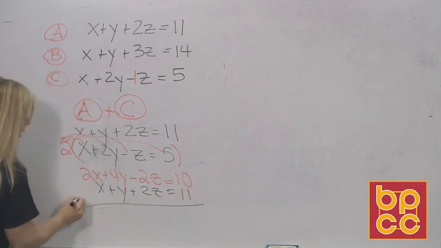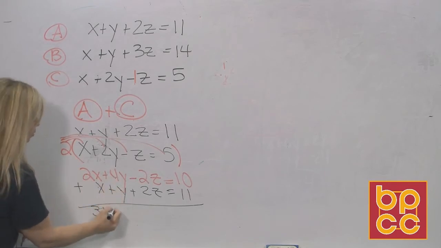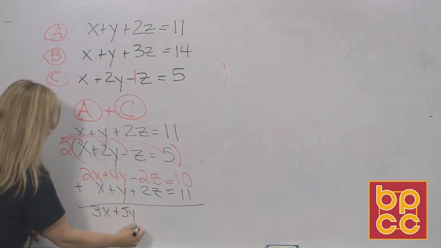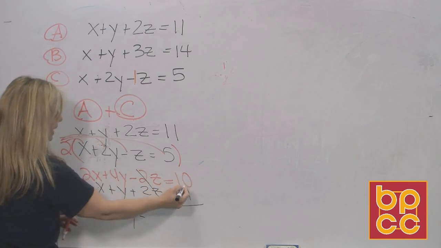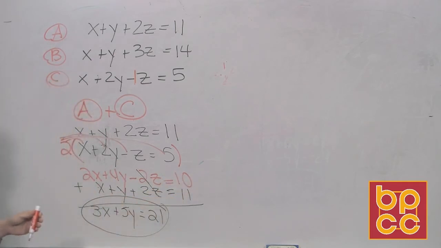And now I'm going to add. 2x and x is 3x. 4y plus y is 5y. The z's are going to cancel out. 10 and 11 is 21. You've done a good thing. You went from having 3 variables to having 2. Now what do we do? That's right. You do the same process over.